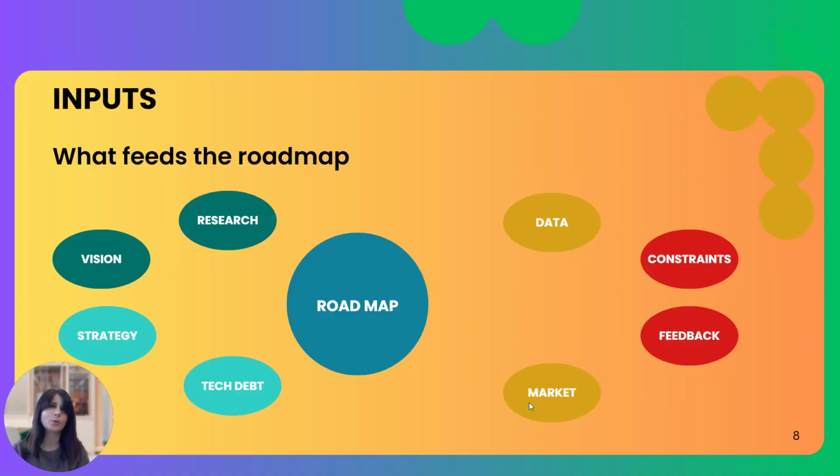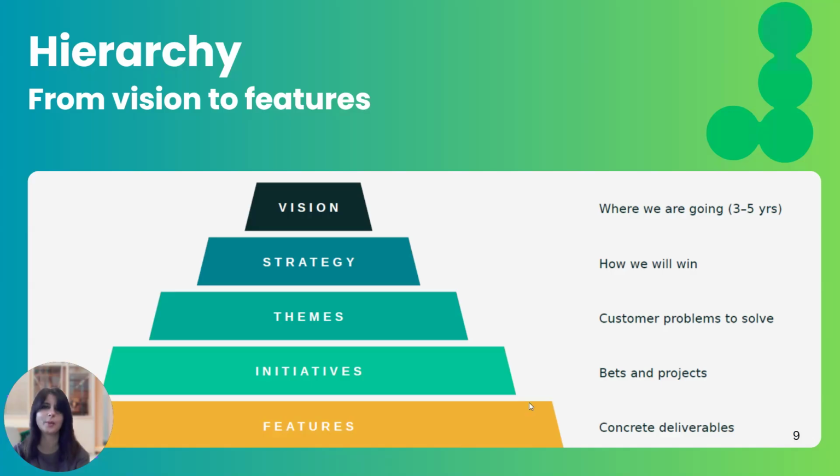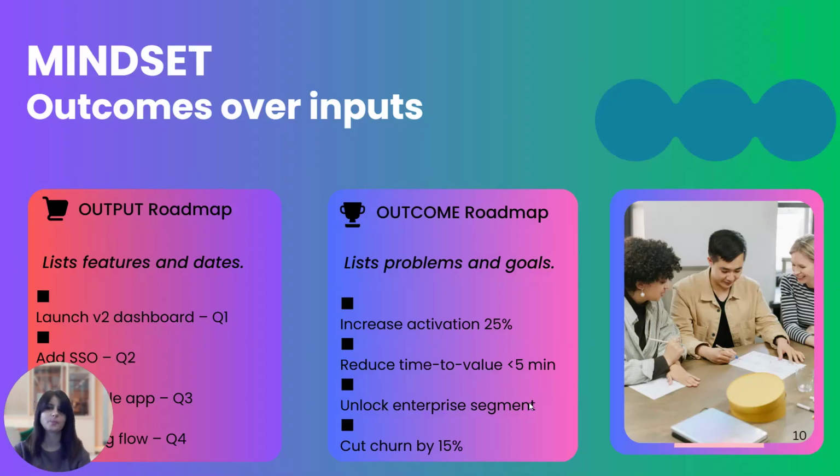So the inputs of the roadmaps are different, right? It's going to be about the research, strategy, the vision, the technical stack, right? Having the right strategy for the implementation. And also the downside would be having some constraints and some negative feedback, but it all gets connected to the roadmap. So, how do we have this hierarchy? It's about stepping from the feature to the vision, but meanwhile, you have to pass through specific levels. It goes from features, initiatives, themes, strategy, and the vision.